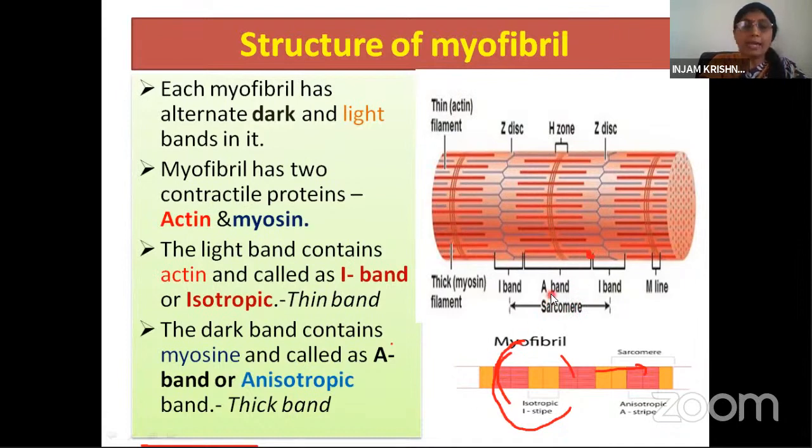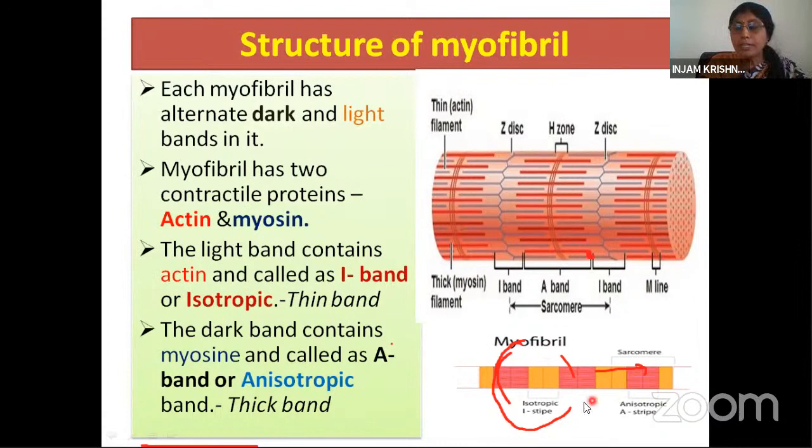Why do we call it A band? Because it is anisotropic. Isotropic means, already I told you, and anisotropic means the portion or the substance exhibits different properties in different directions. That is called anisotropic band. It is a thick band.